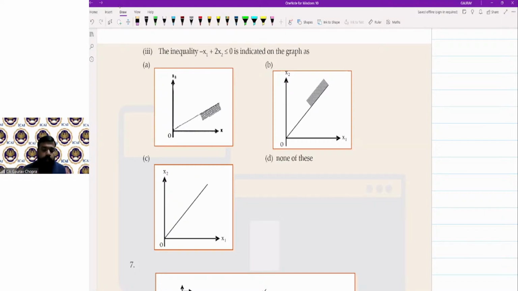Yes, option number A, B, or C. Since it is minus x1 plus 2 x2 less than or equal to 0, option number A is correct here.